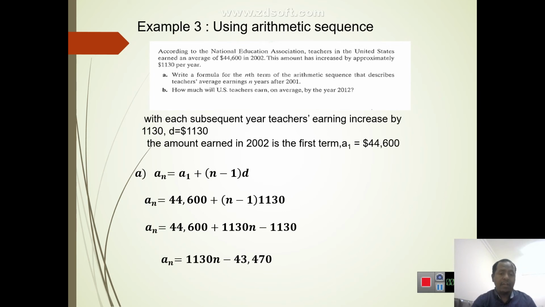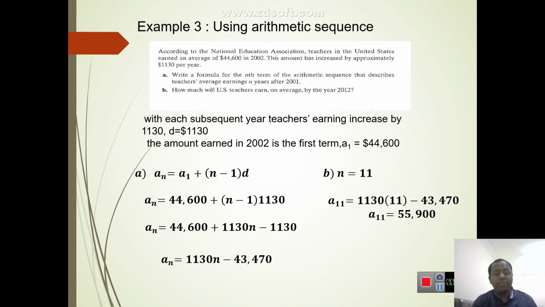Question B says, how much will a US teacher earn on average by the year 2012? In order to solve this problem, what do you need to get? You need to get the value of n. Our first term, which is 44,600, is for 2002. After 11 years, it will be 2012. Therefore, the value of n will be 11.